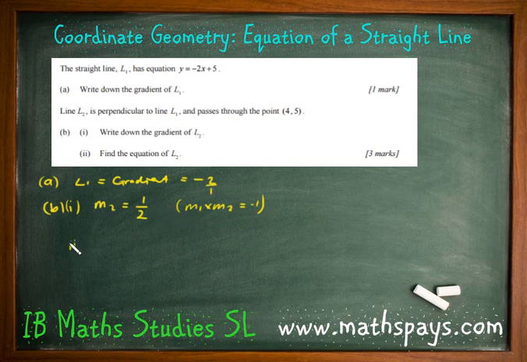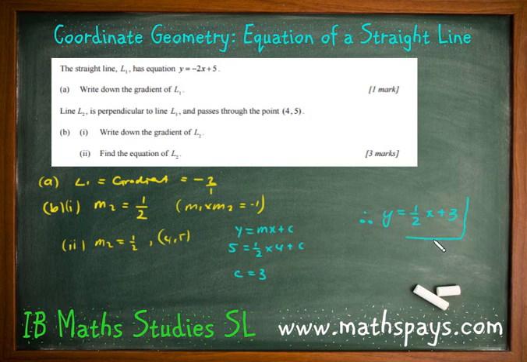Part 2 wants the equation of L2. So we've got the gradient of a half, and I've also got my coordinate of 4, 5. Just like we did on that last one, I'm going to sub it into y equals mx + c. I'm going to sub in 5 equals my half times 4 plus c. Well, half of 4 is 2. Subtract the 2, I get c equals 3. So therefore, y equals a half x plus 3. Bob's your uncle. There you go.